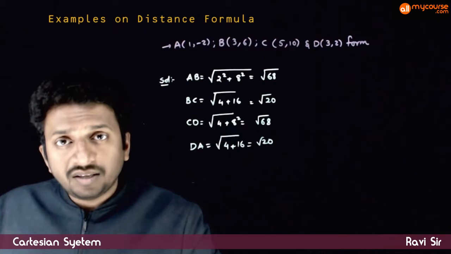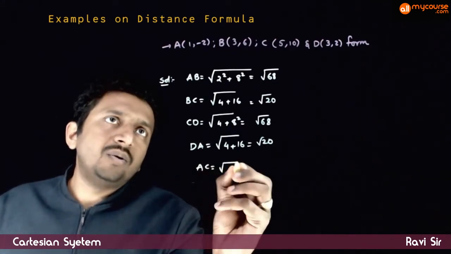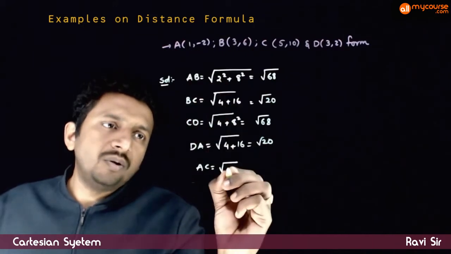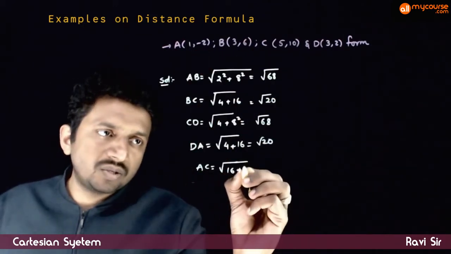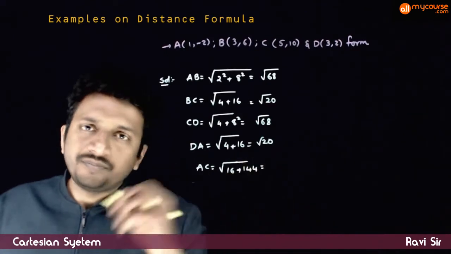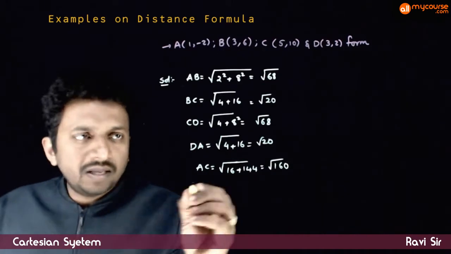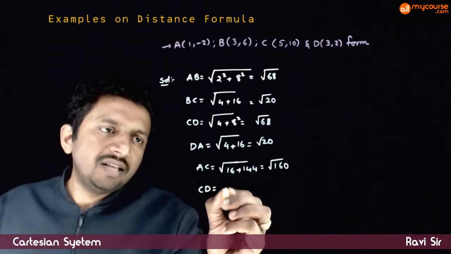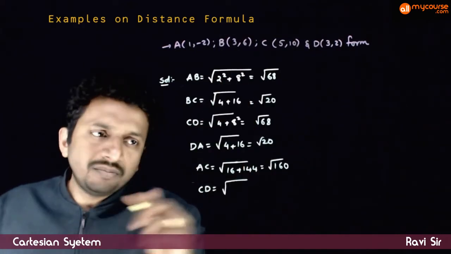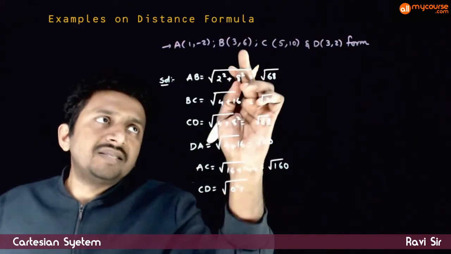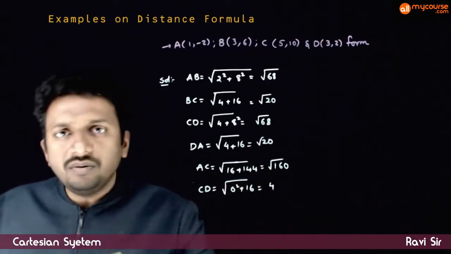Now let us go to the diagonals also. AC is equal to root of (5 minus 1) whole square plus (10 plus 2) whole square. That is 12 square, 144. So root of 160. And what is BD? It is equal to root of (3 minus 3) whole square, which is 0, 0 square plus (6 minus 2) whole square, which is 16. That is equal to 4.